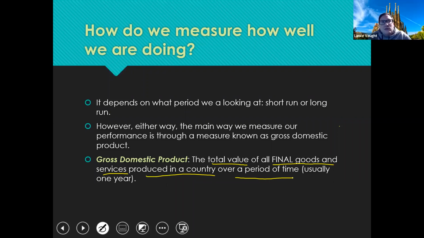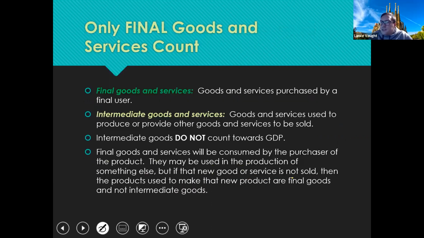So what is a final good or service? A final good and service is a good and service purchased by a final user. So what does that mean? Does that definition really help? Probably not, but basically a final user is a person that's not going to repurpose it and sell it as something else.